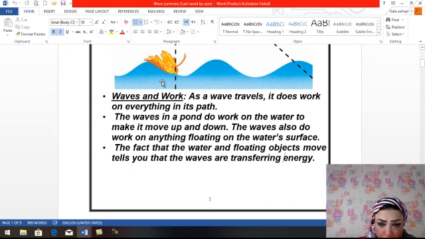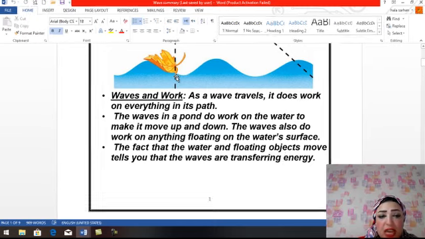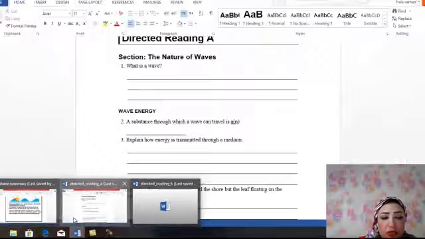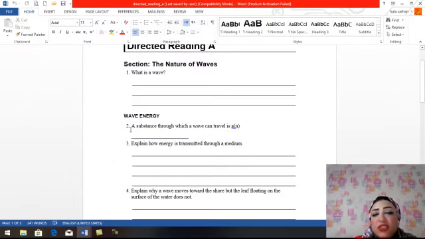Okay, so the waves make the water move up and down, up and down, like this, and the waves also affect the floating leaf or the ship or anything floating. So, if I ask you, what is the substance through which a wave can travel?